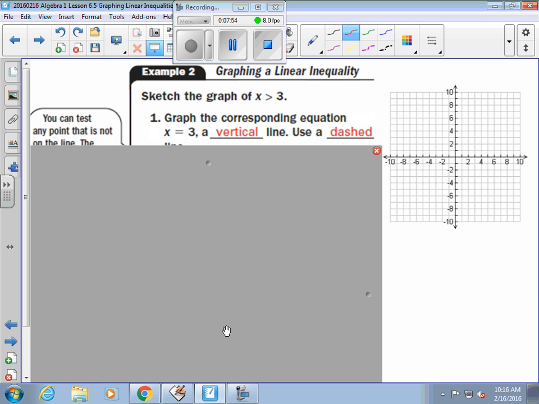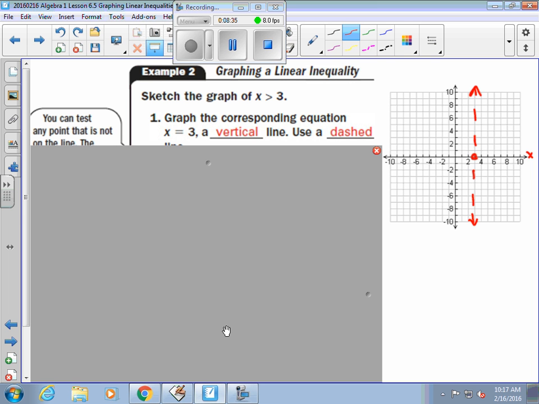This is graphing a linear inequality. Graph x is greater than 3. So the corresponding equation, x equals 3, is a vertical line. You have to use a dashed line. We know that this right here is our x-axis. We use a dashed line where it crosses through at 3. Remember, anytime you only have one variable, you're going to have either a straight up vertical line or a straight across horizontal line. So that's the first difference. If it were just an equation, we would draw a straight line through it, we would be done. It is an inequality, and it doesn't say or equal to. So the first difference, dashed line.